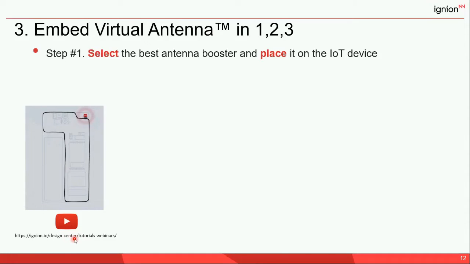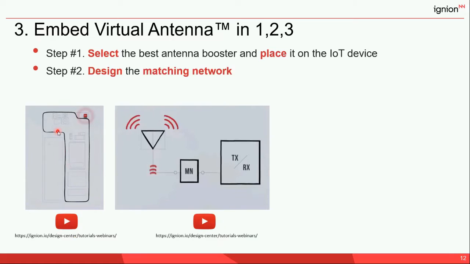It's a 3-minute video that provides more details on how to allocate the antenna booster in the ground plane of your device. Once we have that, the second step is to allocate the matching network so as to maximize the transmitted power from the transceiver into the antenna. And again, you can visit these videos to get more details.